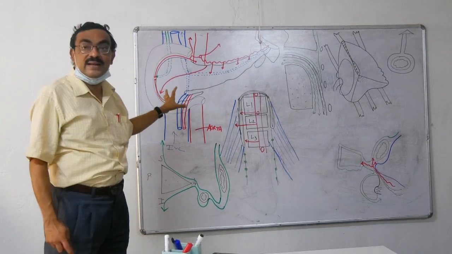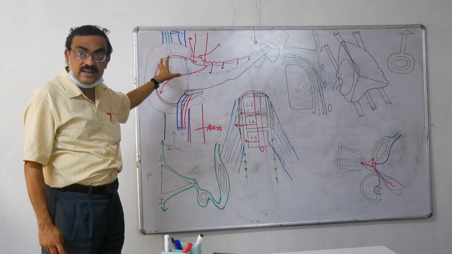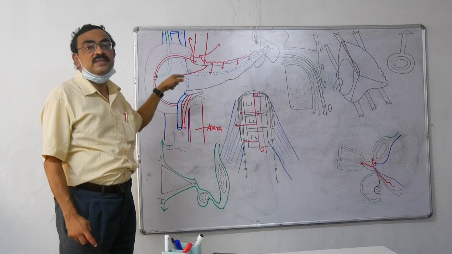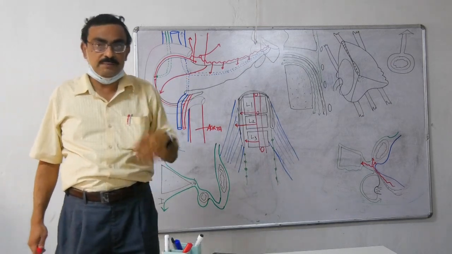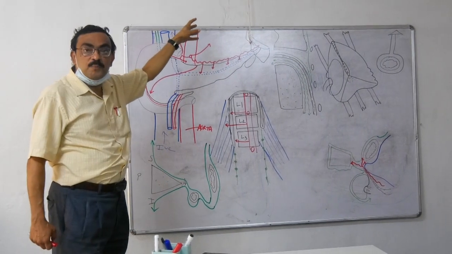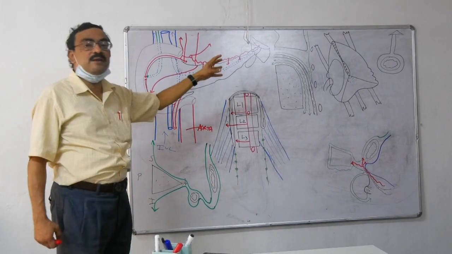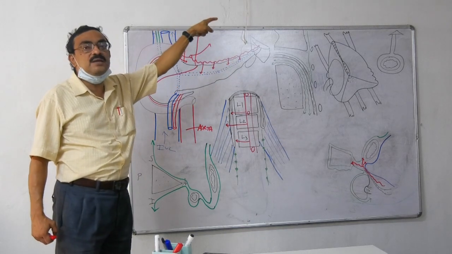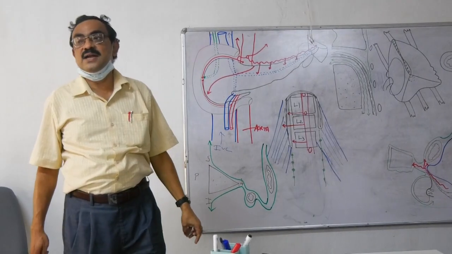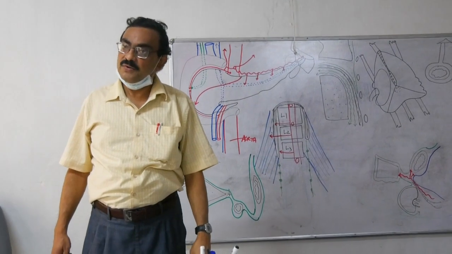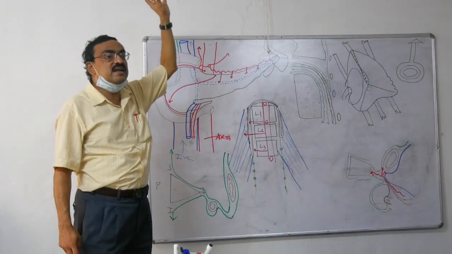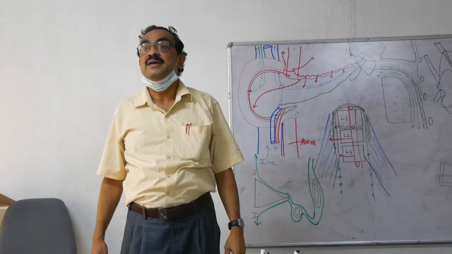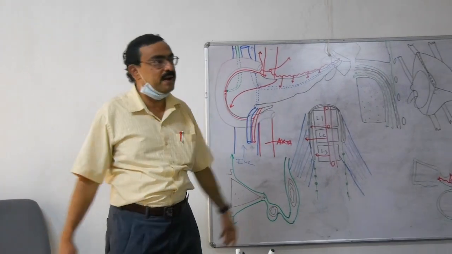Okay, here not only will we get the arterial and venous channels, we will also get the lymphatic channel, which will drain either to the celiac group of lymph nodes or to the superior group of mesenteric lymph nodes, and ultimately it will drain into the cisterna chyli. And from the cisterna chyli, when it passes through the aortic opening of the diaphragm, it becomes the thoracic duct. So this is the lymphatic.